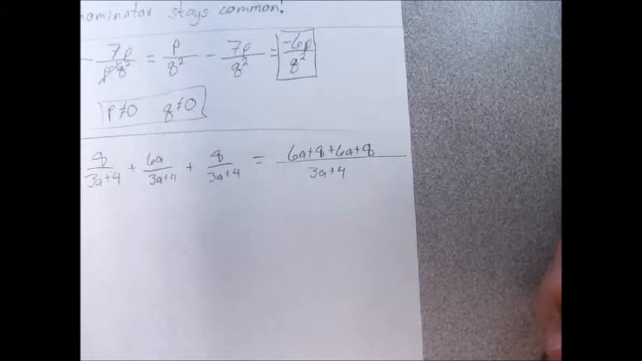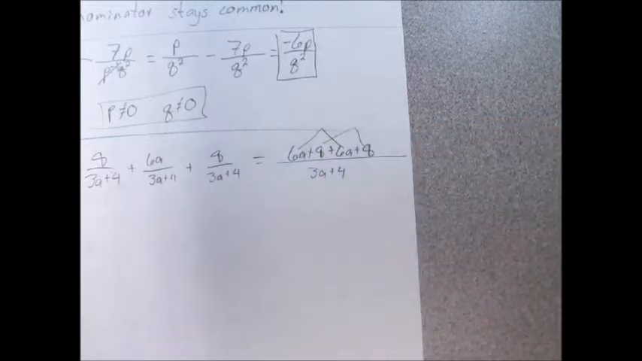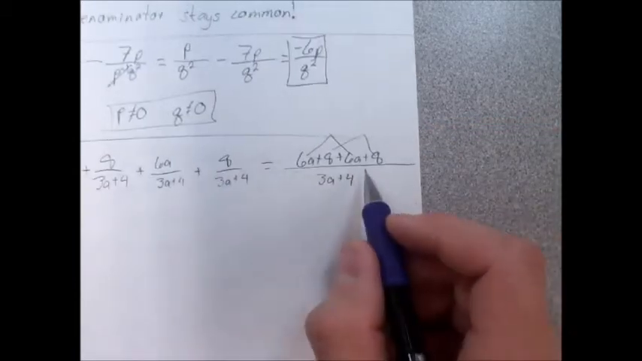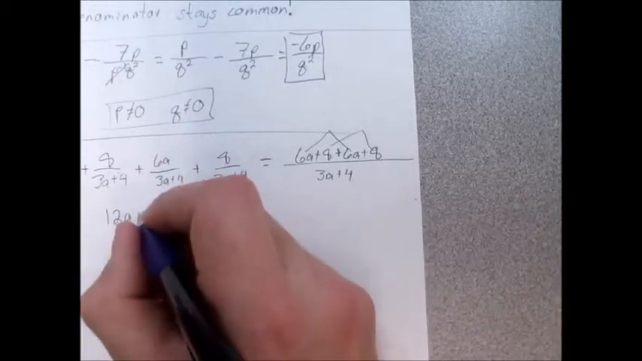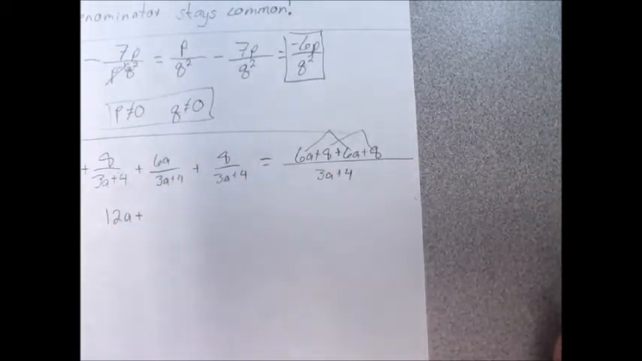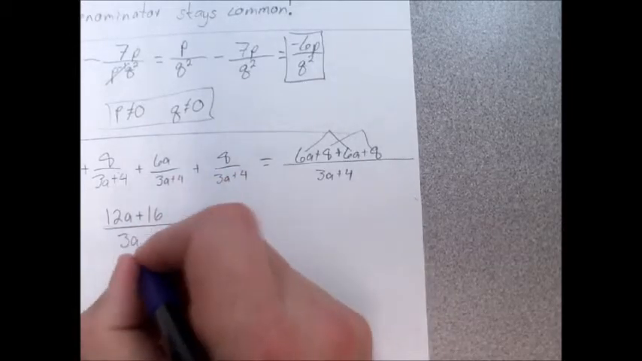All I need to do is identify the like terms. My like terms are those two and those two, so I can just add them together. So I get 6a and 6a, which make 12a's. 8 and 8 make 16. Good. All over 3a plus 4.